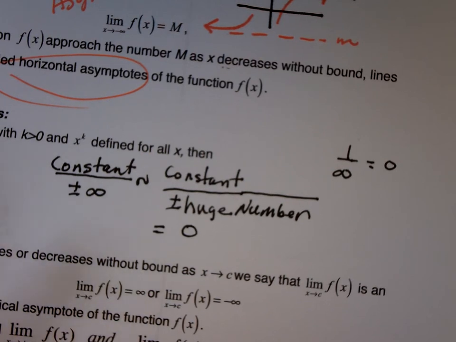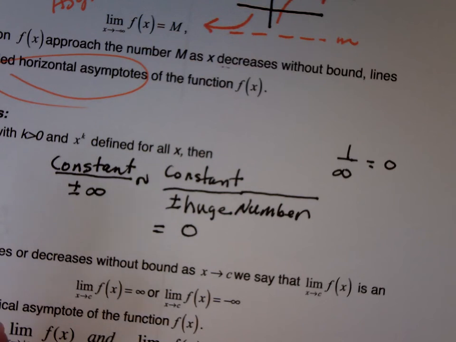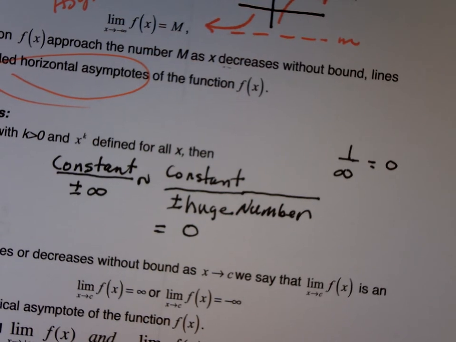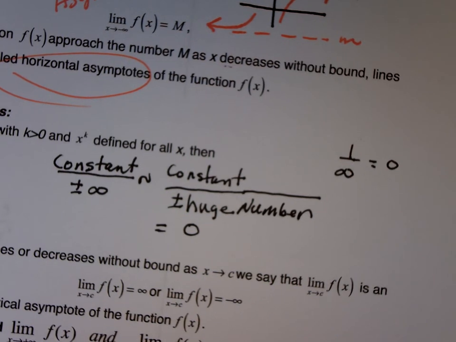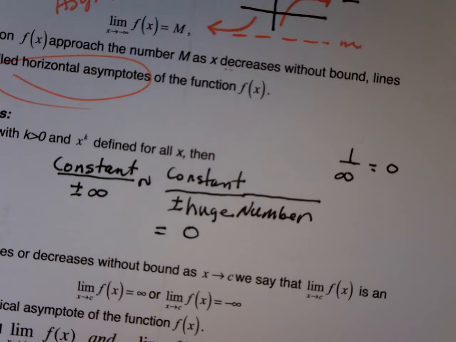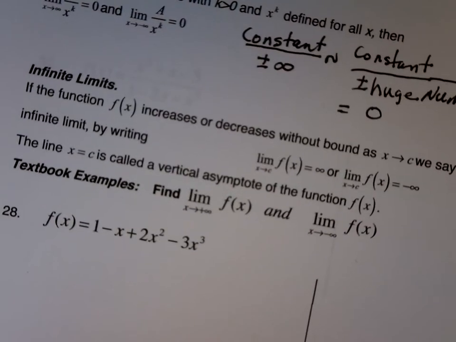Because it's a big number. 33 is not a big number. The question for us is, is it going to be a plus infinity or is it going to be a minus infinity? So here we go, limits at infinity.